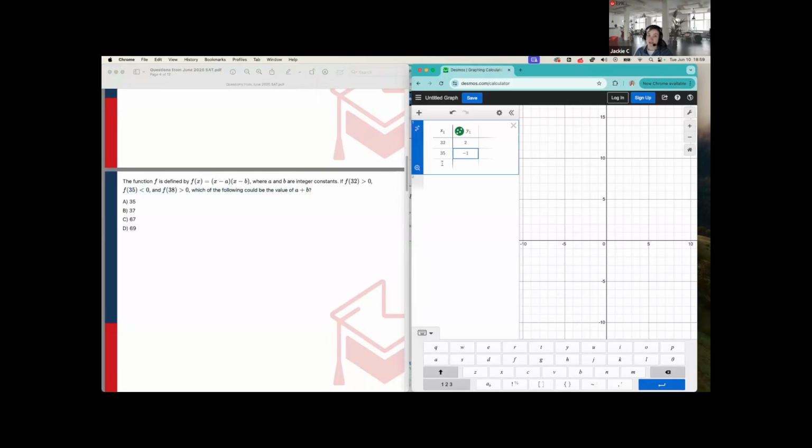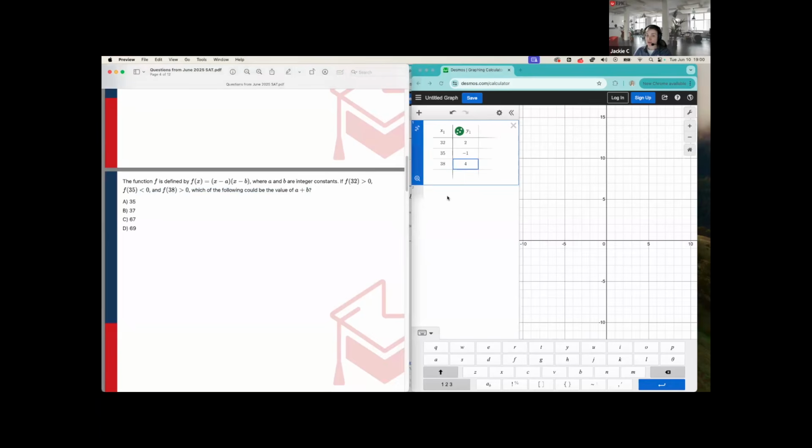And here it says f of 38 is greater than 0. So we can just make this like, let's make it 4. Okay, so then again, just like you've seen me do it, I'm typing in the parameters.